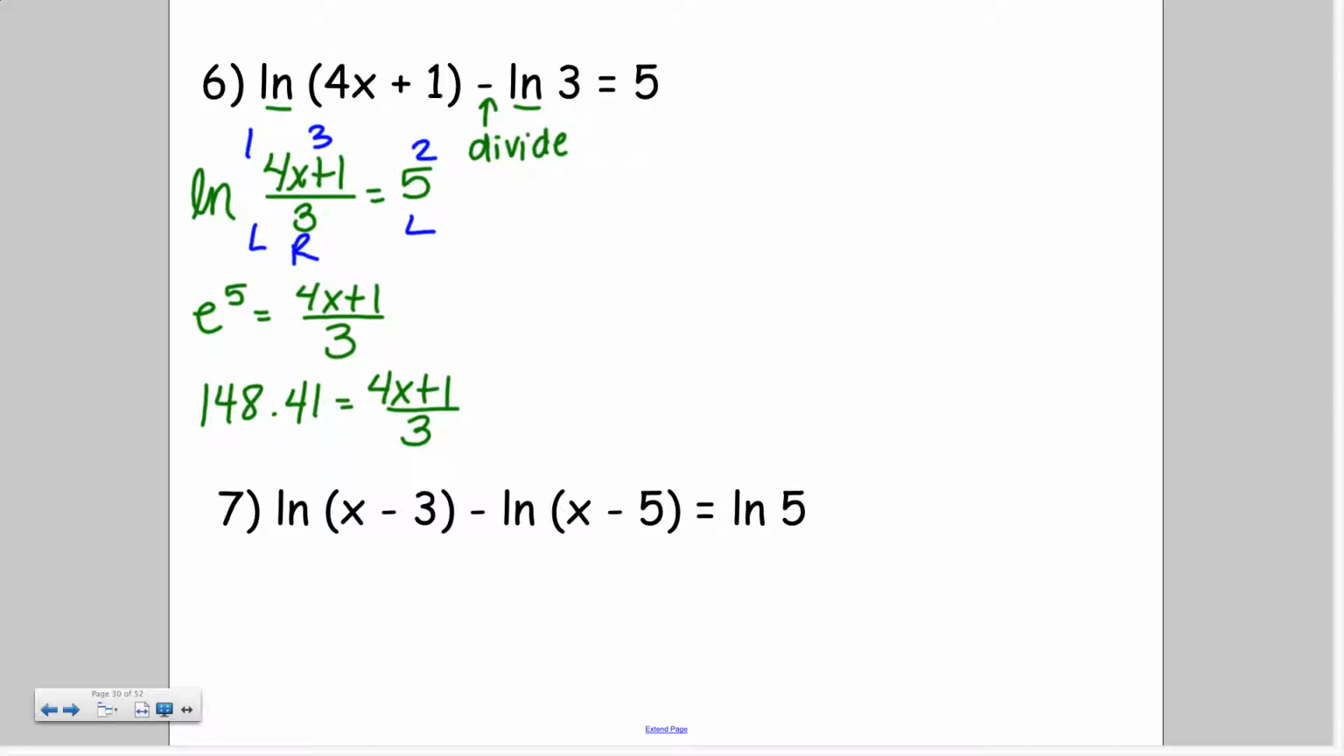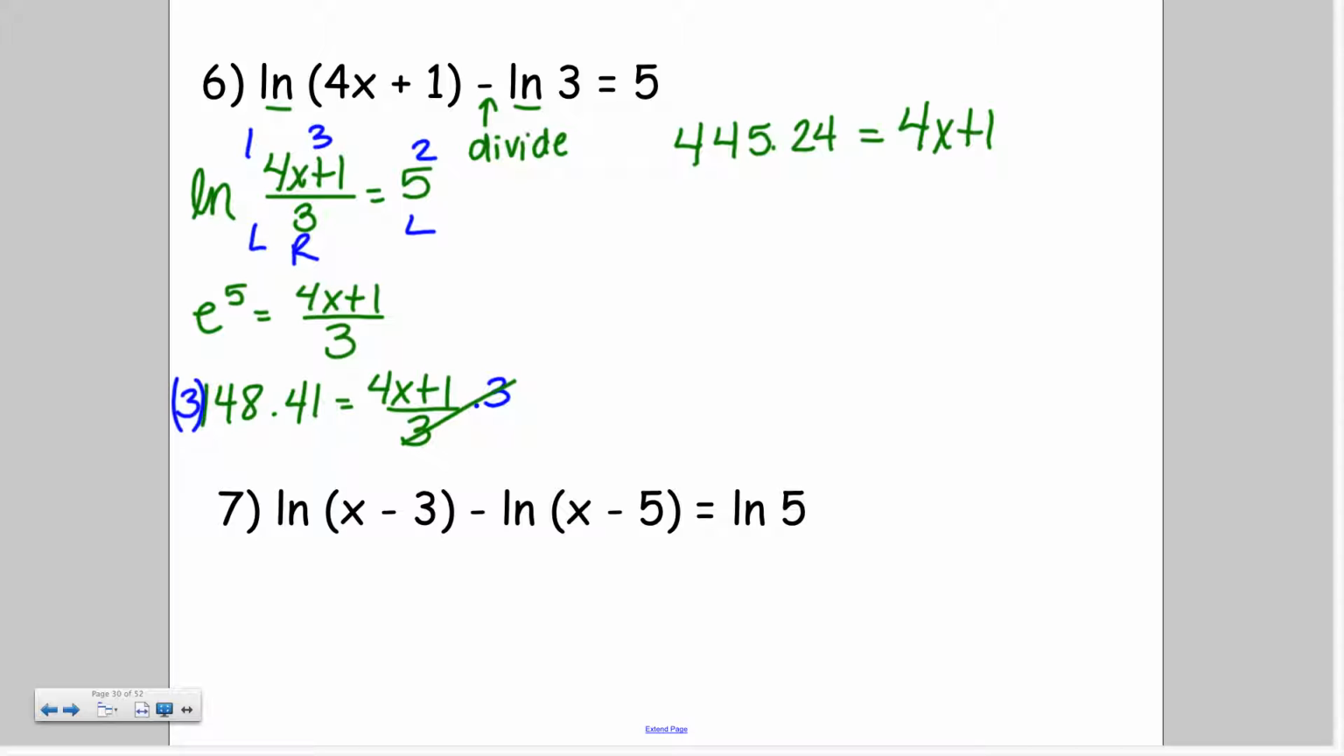It's equal to the 4x plus 1 over 3. All right, to get rid of that 3, multiply by 3 on both sides. All right, so 3 times 148.41 is going to be 445.24. And that's going to equal, because this is going to cancel out, it's going to equal 4x plus 1.